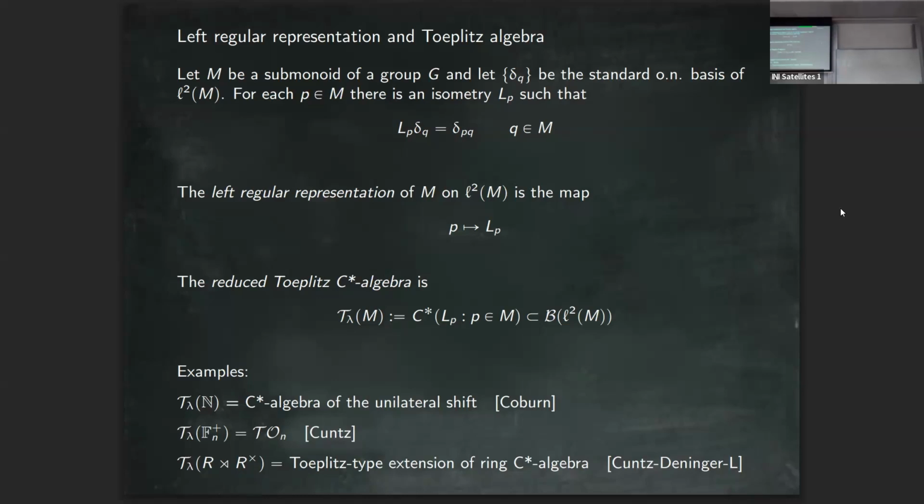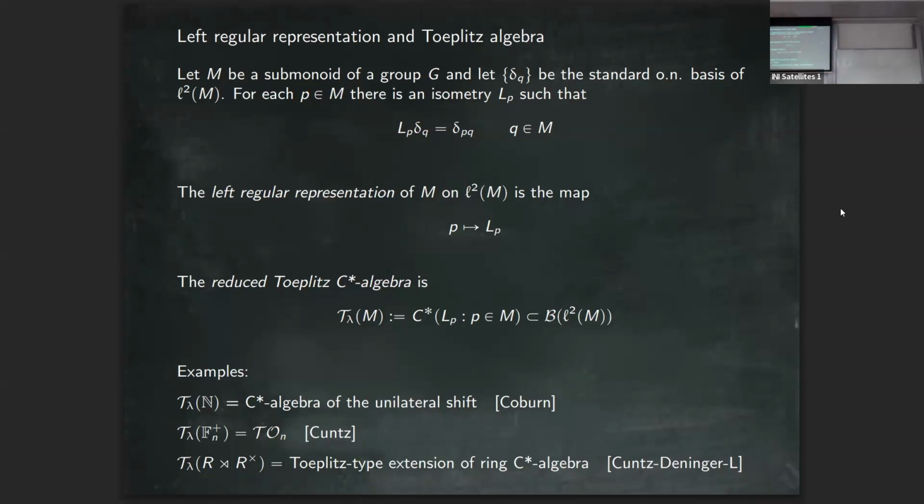So the idea is very simple, very standard. It's the Toeplitz algebra or the regular representation. So you take a monoid, this is general, take a submonoid of a group, and this is standard orthonormal basis, you left multiply. So this is a left action by P, you just multiply on the left by P. And extend that by linearity and continuity using isometry, and that's the left regular representation. And the reduced Toeplitz algebra is generated by those operators on the L2.